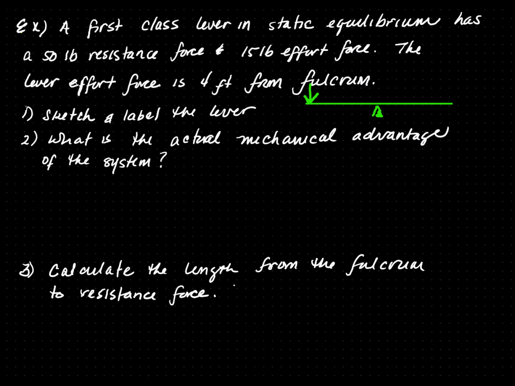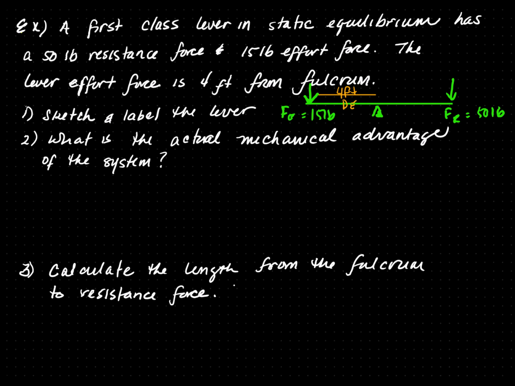So if this is my effort force, this is going to equal 15 pounds. And then my resistance force or my load is equal to 50 pounds. It's on the opposite ends. And remember, we could flip these. My distance given is for the effort force, which is 4 feet away from the fulcrum. So this is my distance, and this is 4 feet. And this is my DE. And this is what your picture should look like.